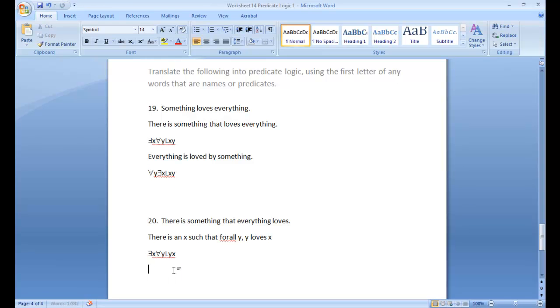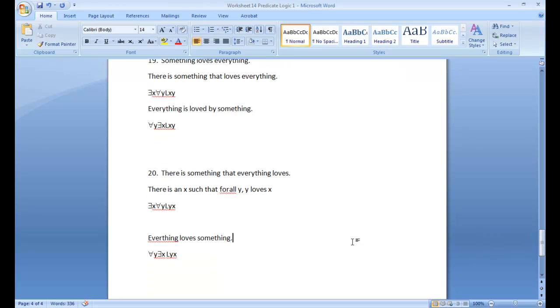So maybe let's go ahead and actually fool with the order of the quantifiers. So what if we said this instead? For all y, there exists an x such that y loves x. This is telling us that everything has something that it loves. So this says everyone loves, or everything loves something.